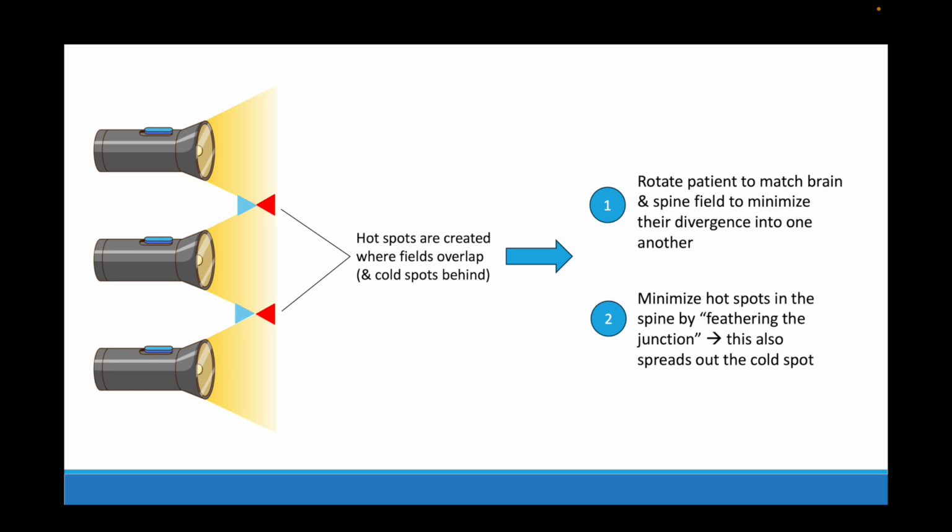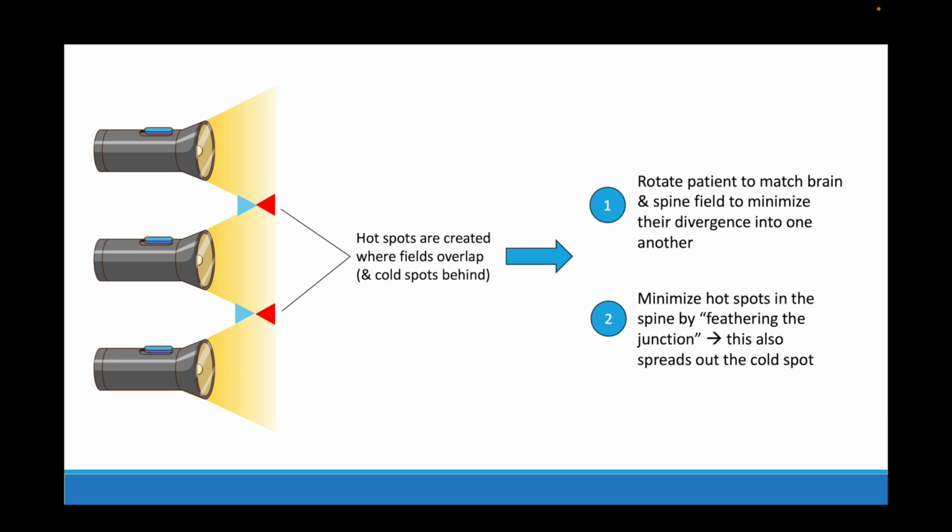We have the advantage of being able to do that for the whole brain and spine fields because they are on different axes. If we did that while we were treating the spine, though, we would end up probably missing some area, or it wouldn't work out to rotate the patient in such a way to match the divergence. So in the spine, we're faced with this flashlight effect where, when we stack the flashlights, we get these hot and cold spots.